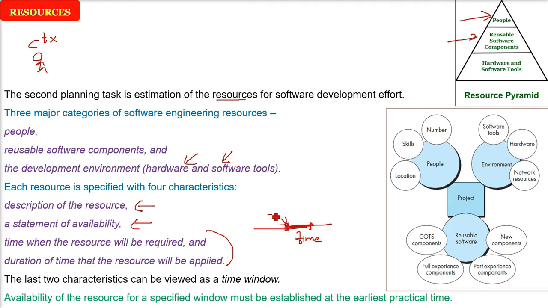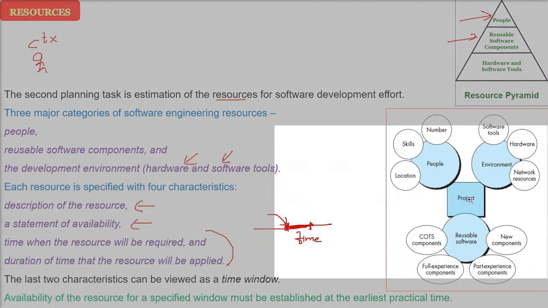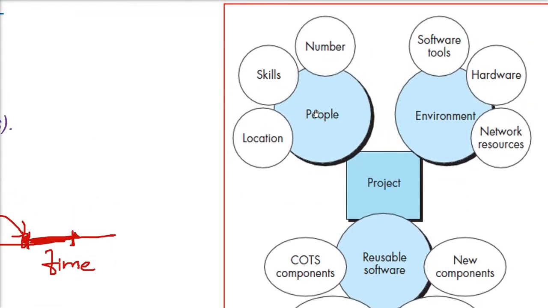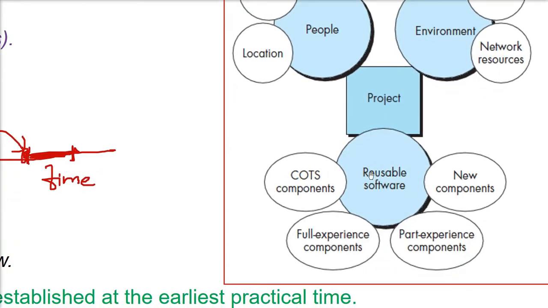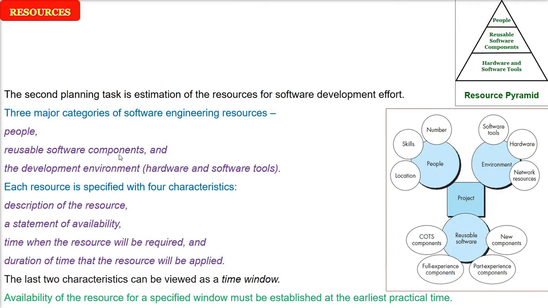Okay, before we go ahead, let me just show you what exactly these mean, to revise. In a project, we need people, environment, reusable software. People: how many people are there, what skill set they have, which location they are placed. Environment: hardware, software, and the other resources. And then the reusable software, like the codes, components. We'll just talk about that.